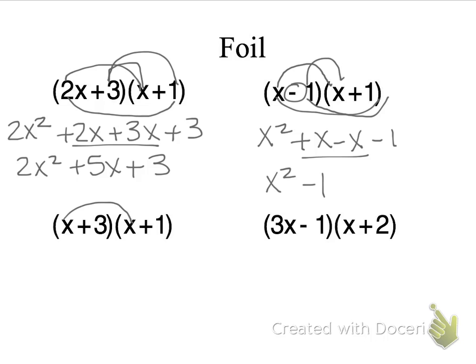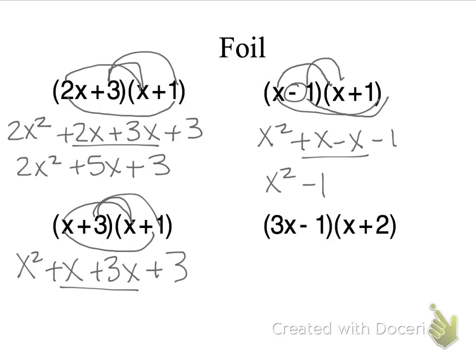This next one, first is x squared, outside is x, inside is 3x, and last is going to be 3. So we can combine these. That's the same thing as 1x, so it's going to be x squared plus 4x plus 3.